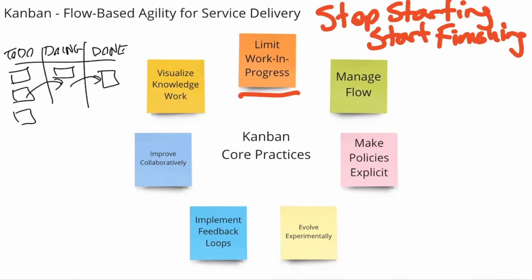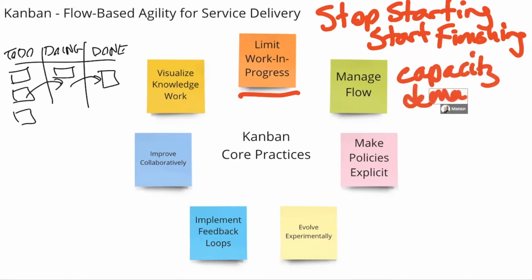The next practice is to manage the flow of work. This means that we need to find a way to match up capacity to do the work with the demand on that capacity. And if we don't match that capacity to that demand, then there's some sort of inefficiency, either delays in getting work done if we have too much demand, or wasted time because we have too much capacity.